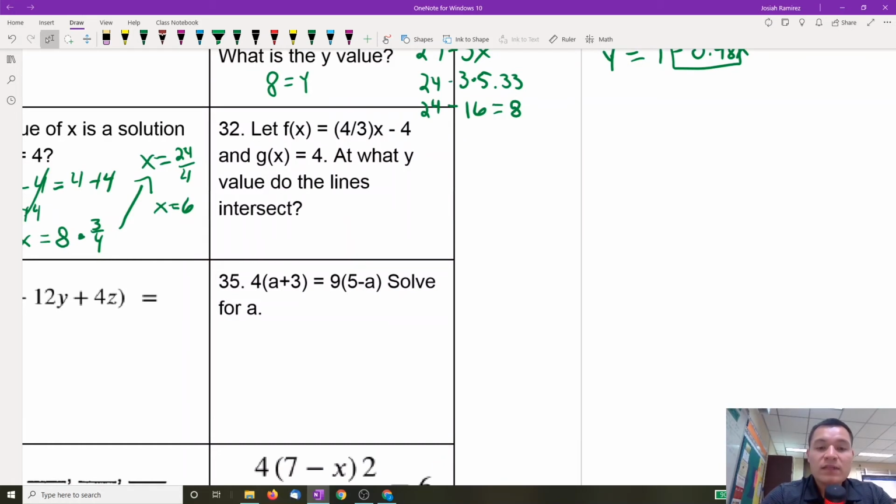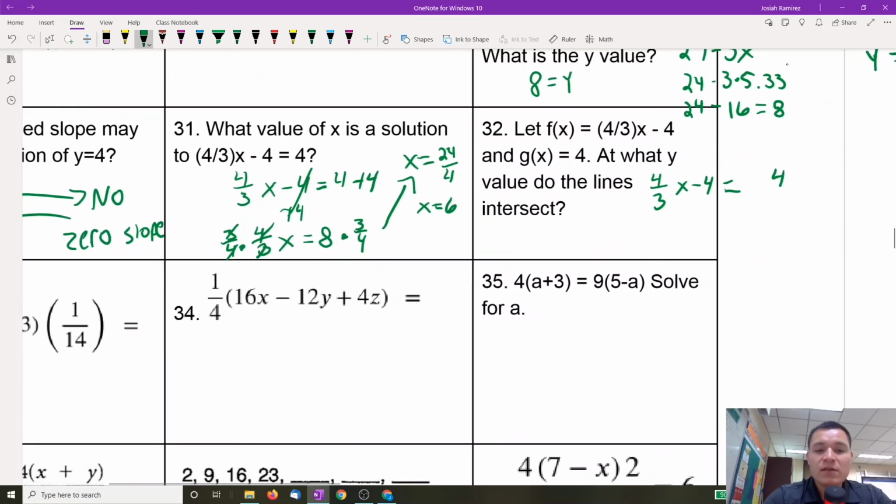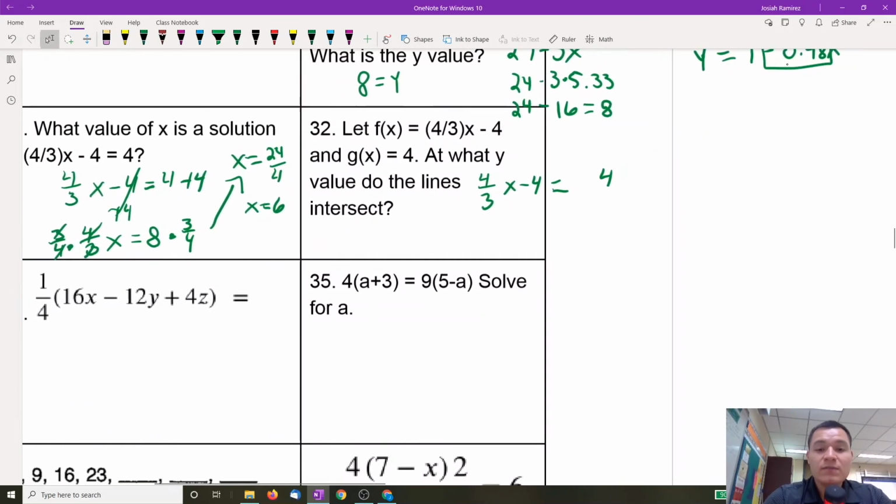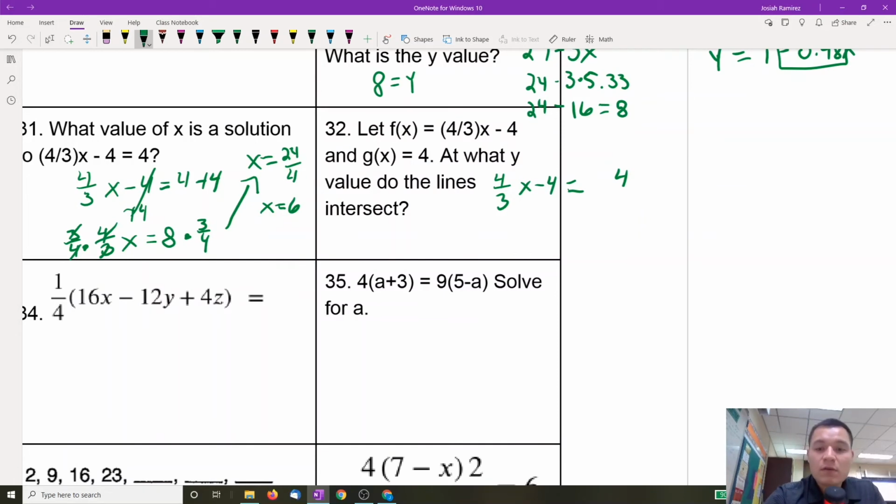When do these lines intersect? If we're finding when they intersect, then we need to set the two parts equal to each other. 4/3 x minus 4 is equal to y, and y is also equal to 4. Then we can ignore the middle part, and we have that 4/3 x minus 4 is equal to 4, and that looks just like the one in number 31. So I already know that x is equal to 6, and all I need to do is plug in 6 and see what happens.